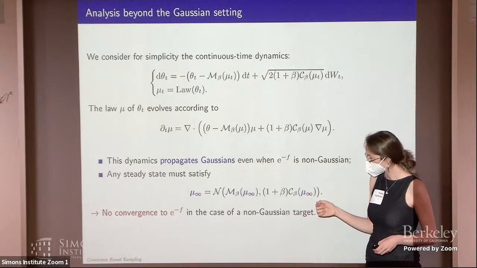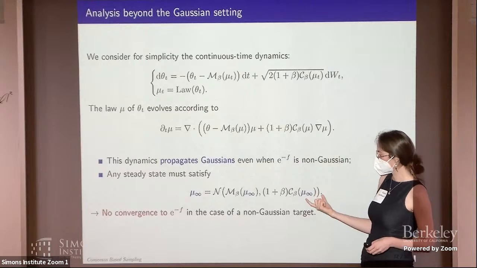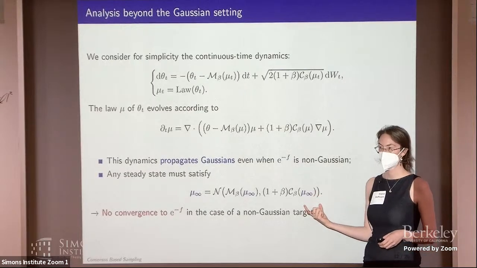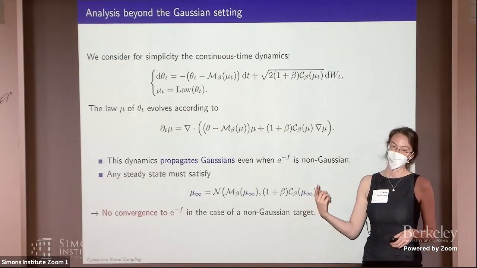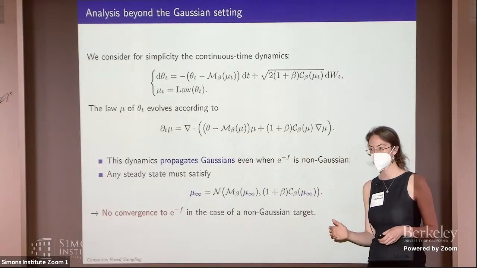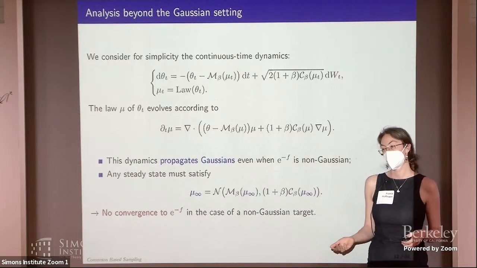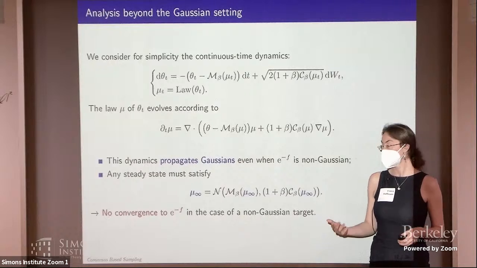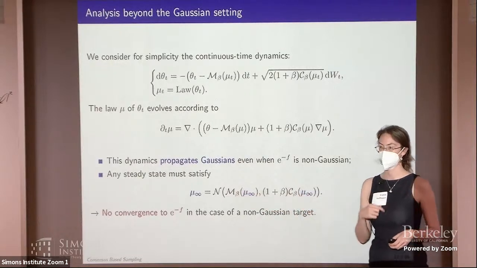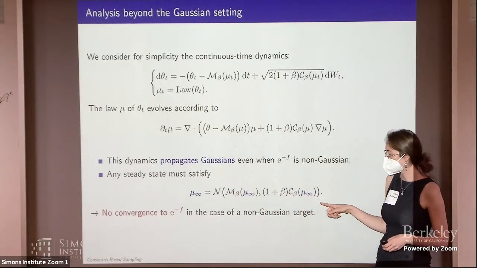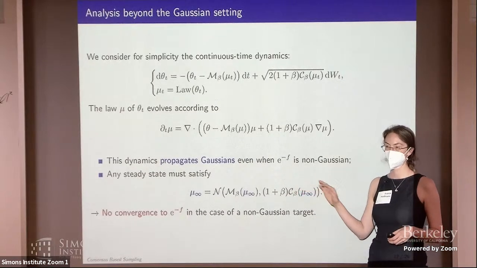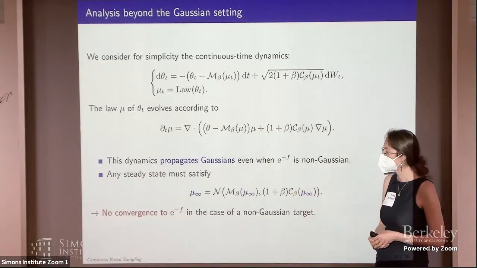Even to solve this mu infinity explicitly, in the case where your target is not Gaussian, is actually very difficult. If you're in the Gaussian setting, then this is explicit, and that's what I showed you earlier. But this is not straightforward to solve in the non-Gaussian setting.